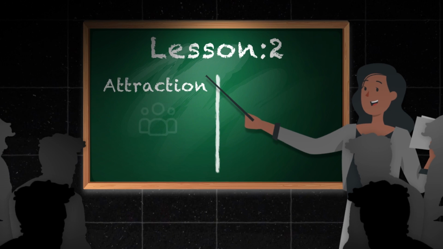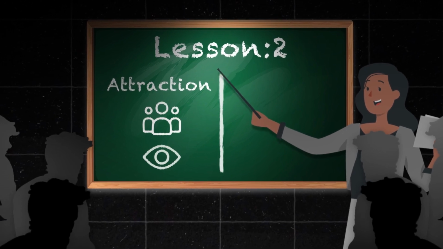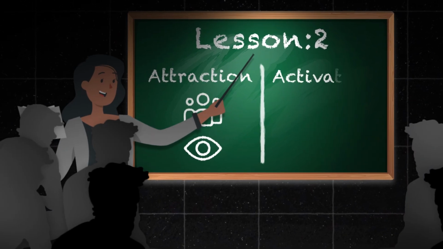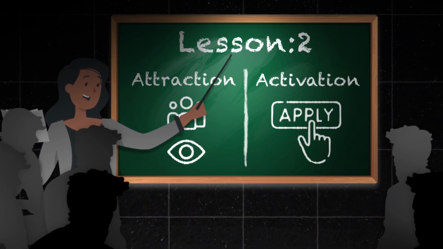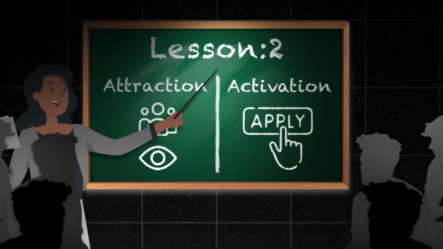Number two, there's two types of content. There's attraction content, which does views, gets you visibility, gets you people to sell to. And then we have activation content. This is what actually gets people to apply, gets people to click that link in your bio. That's what's going to activate them. So how do we determine which is which?